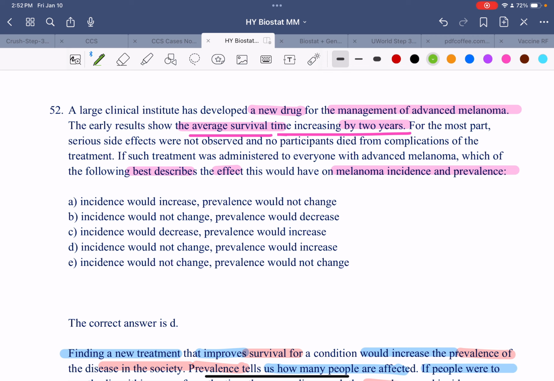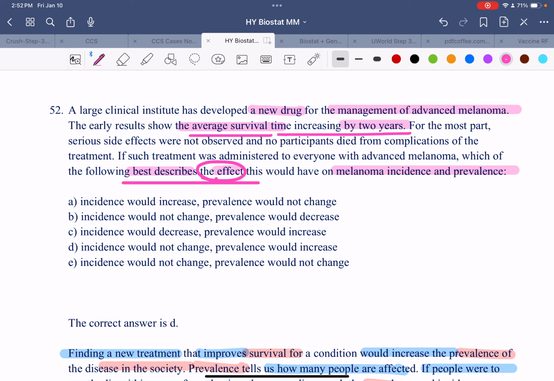Question 52. A large clinical institute has developed a new drug for the management of advanced melanoma. The early results show that the average survival time increased by 2 years. And for the most part, serious side effects were not observed. No participants died from the complications. If treatment was administered to everyone with advanced melanoma, which of the following best describes the effect?